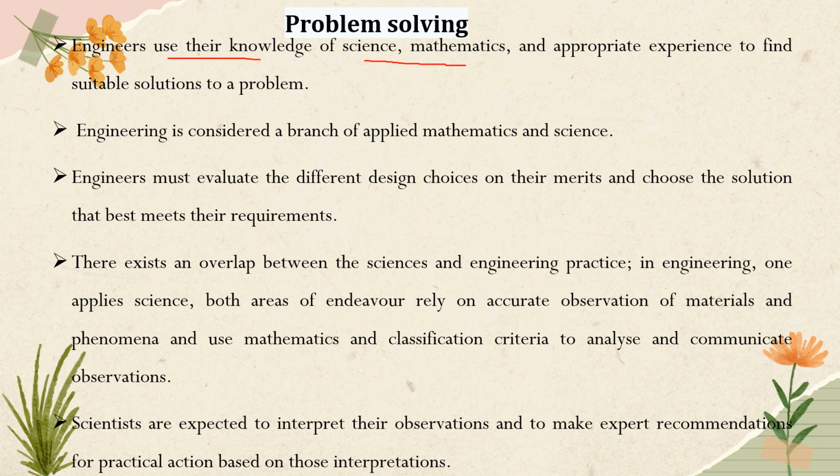Now engineering is considered a sub-branch of both maths and science, and engineers must evaluate different design choices. They must be able to know the merits and demerits of a particular design, and then they have to choose a particular design. Trade-off should always be there. And there exists an overlap between sciences and engineering practice, in engineering, one is the applied science. Both areas of endeavor rely on accurate observation of materials and phenomena and use mathematics and classification criteria to analyze and communicate the objectives. So scientists are expected to interpret their observations and make expert recommendations so that they could be used for practical application based on the interpretation.